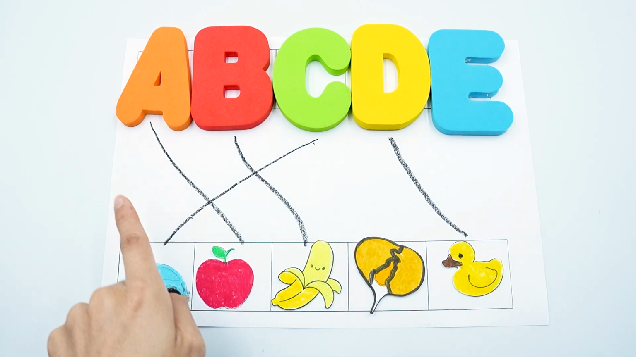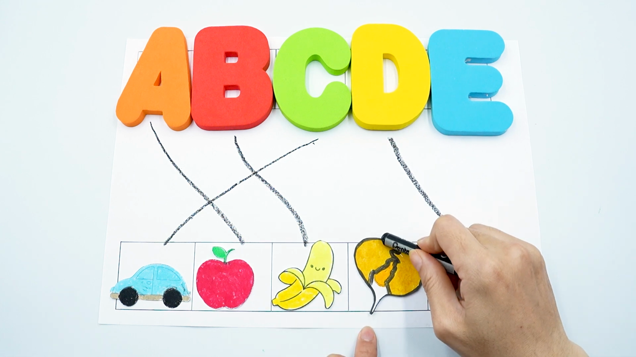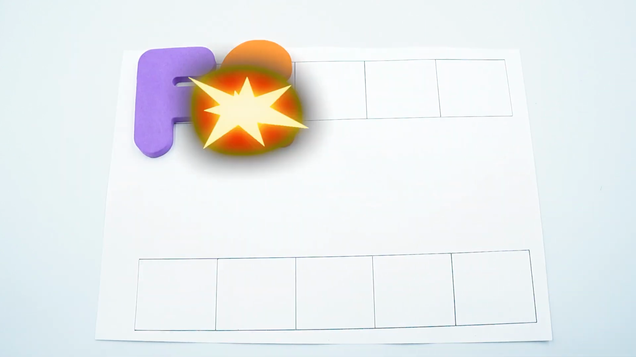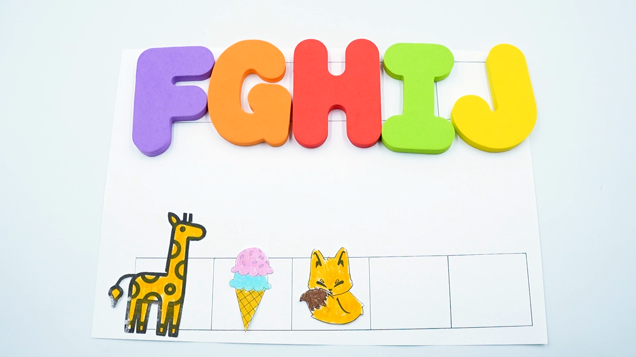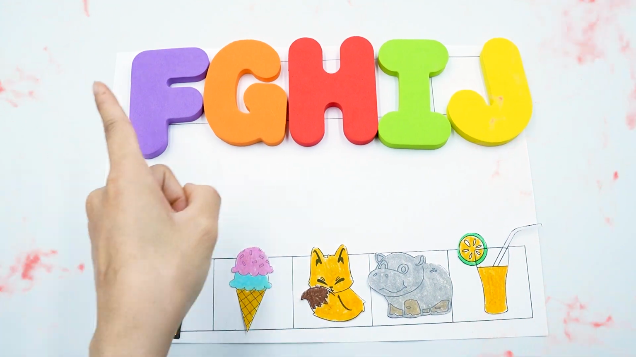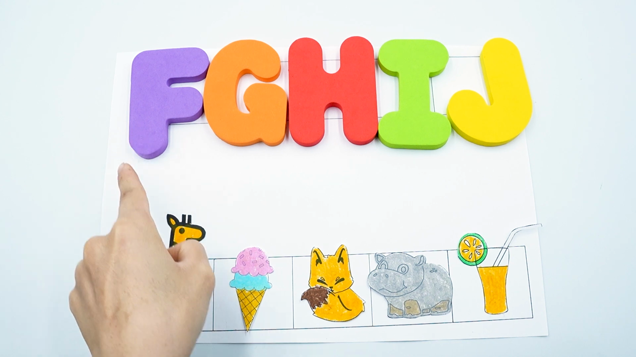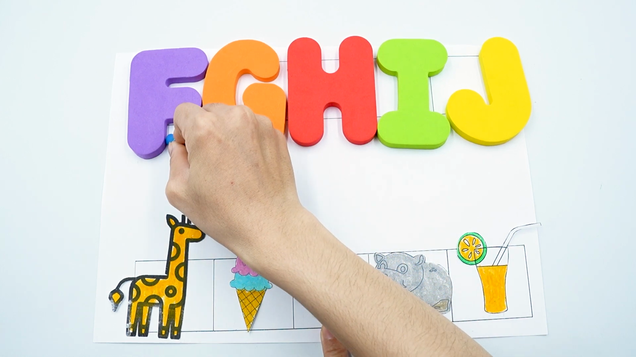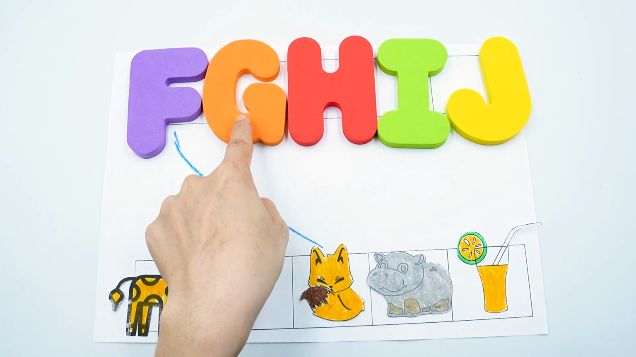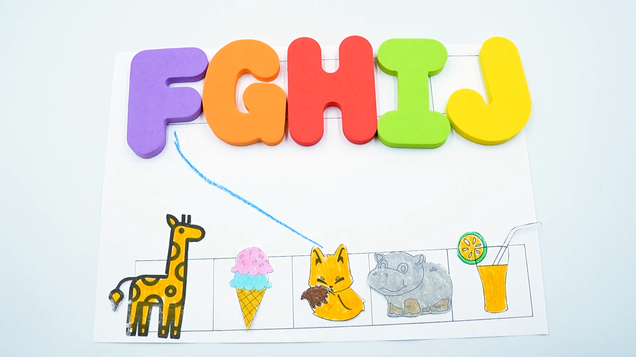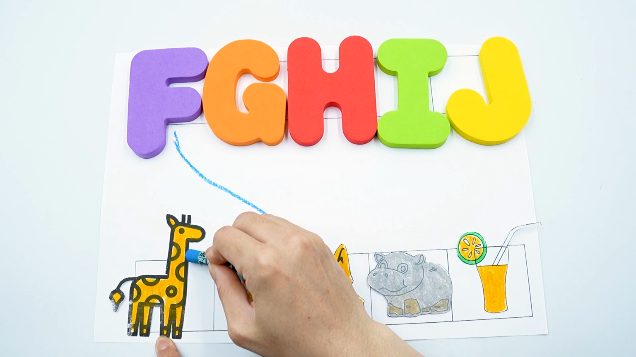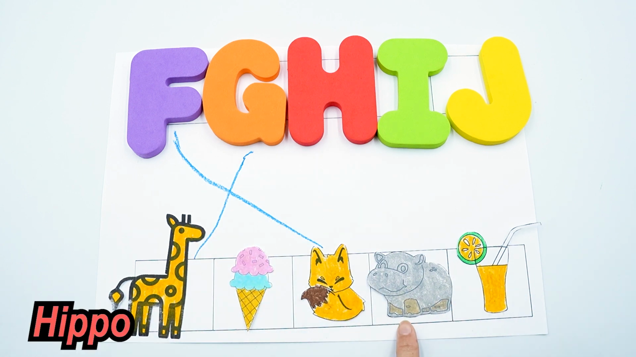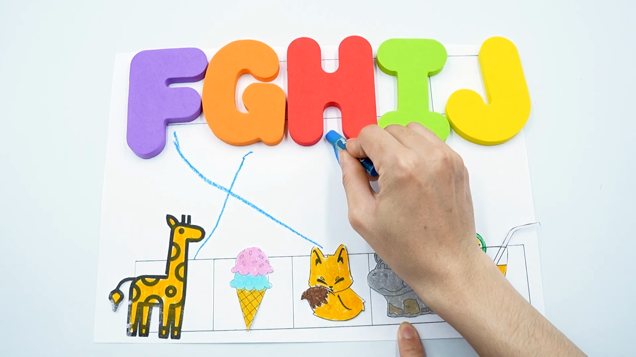Yay! E. Egg. Connect letter D to the egg. Yeah! F. Fox. Connect the letter F with the fox. Yahoo! G. Giraffe. Connect the letter G with the giraffe. That's right. H. Hippo. Connect the letter H with the hippo.